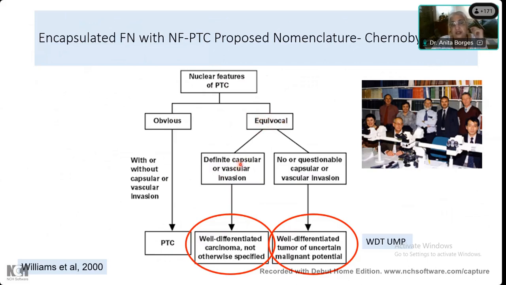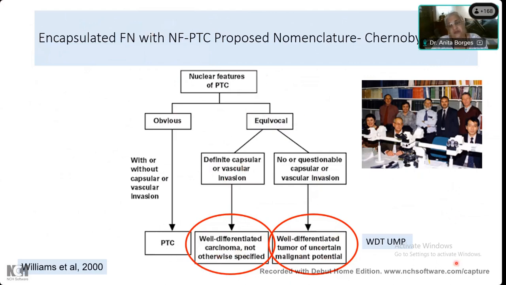If they had definite capsulovascular invasion, they didn't know whether they should call it papillary or follicular because the lesions had very indefinite papillary thyroid nuclei. Because there was invasion, they called it well-differentiated carcinoma, not otherwise specified, okay? When there was questionable capsulovascular invasion, they called it well-differentiated tumor of uncertain malignant potential.